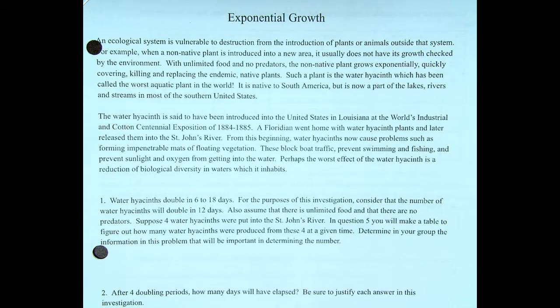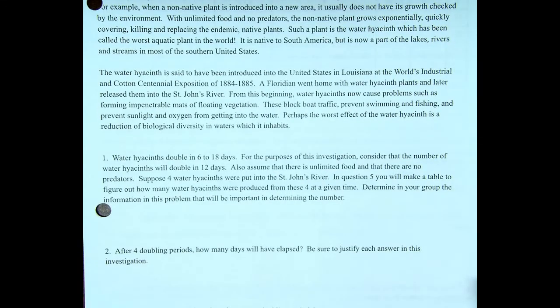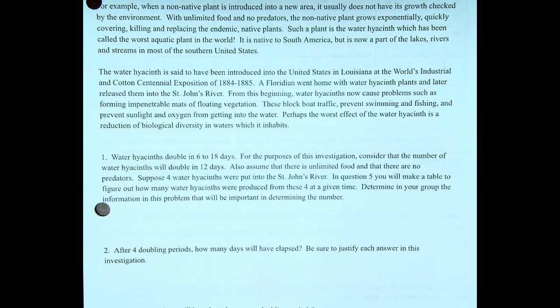The water hyacinth is said to have been introduced into the United States in Louisiana at the World's Industrial and Cotton Centennial Exposition of 1884 and 1885. A Floridian went home with water hyacinth plants and later released them into the St. Johns River. From this beginning, water hyacinths now cause problems such as forming impenetrable mats of floating vegetation. These block boat traffic, prevent swimming and fishing, and prevent sunlight and oxygen from getting into the water. Perhaps the worst effect of the water hyacinth is a reduction of biological diversity in waters in which it inhabits.